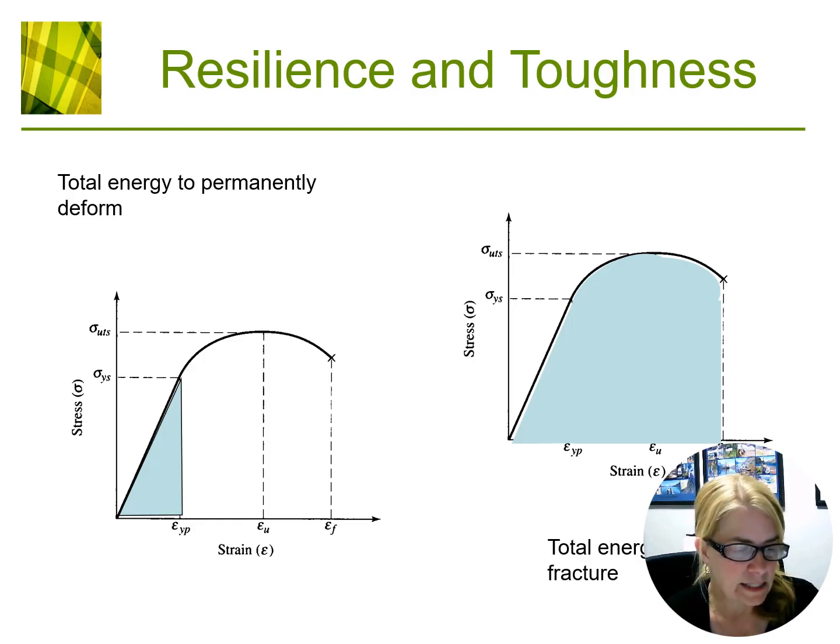So resilience is the total energy to permanently deform a material versus toughness is the total energy required to fracture a material. So you can see in the stress strain curve, resilience is lower.